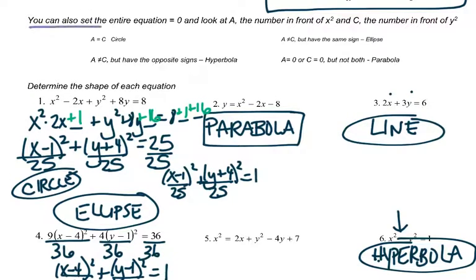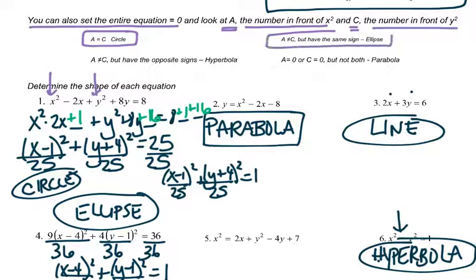It said you can also set the entire equation equal to 0. Look at what they call a, the coefficient of x squared, and c, the coefficient of y squared. If a equals c, it's a circle. Well, look back at number 1. You had 1 x squared and 1 y squared. Circle. If a and c are not equal to each other, but they have the same sign. So that one, actually, you'd have to do all that foiling. It would be 9x squared and 4y squared. That would follow for an ellipse.